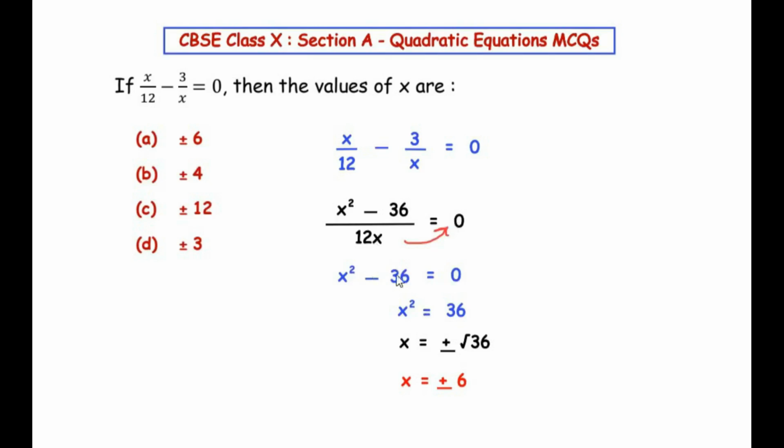Now in the next step we are going to take negative 36 on the right hand side. So we get x square is equal to 36. Now taking square root on the other side of equal to sign, we get the value of x as plus or minus square root of 36 and square root of 36 is 6. So we get the value of x as plus or minus 6. So here our answer is going to be option A. The value of x is going to be plus or minus 6. Let us move on to the next question.